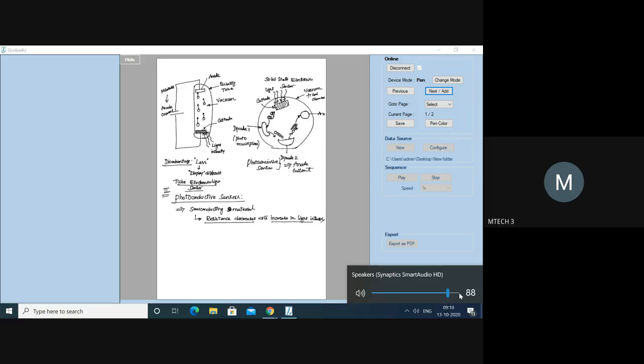Okay, right. Now, in case of a photoconductive sensor, you are going to use semiconducting material. The property of the semiconducting material is that its resistance decreases with increase in light intensity. Now, what semiconducting materials are you going to use? I am going to use cadmium sulfide, lead selenide, lead telluride, and lead sulfide. So these are the 4 different types of semiconducting material that we are going to use here.